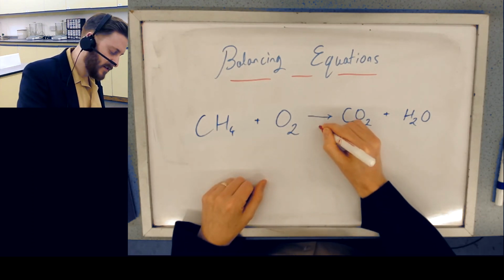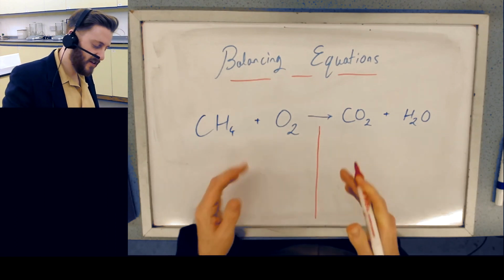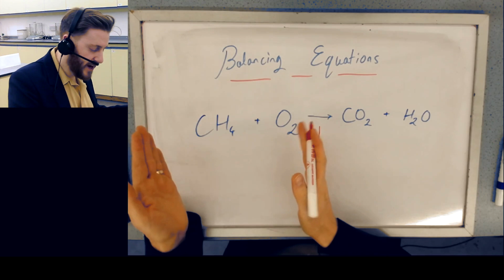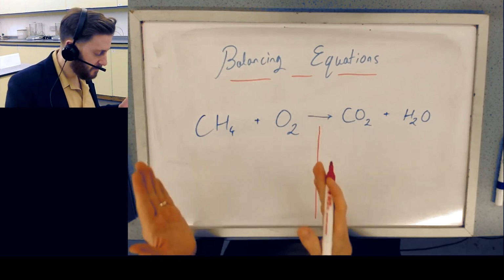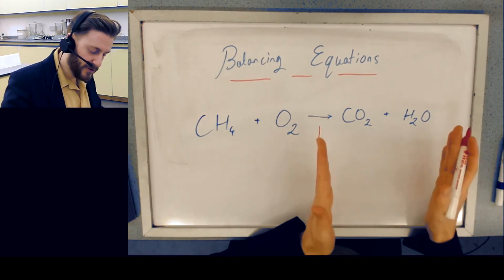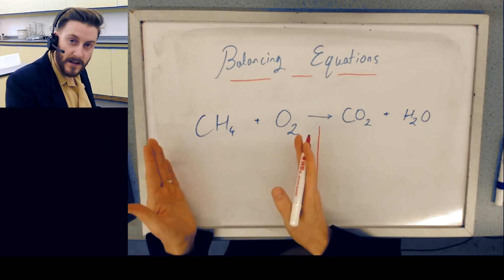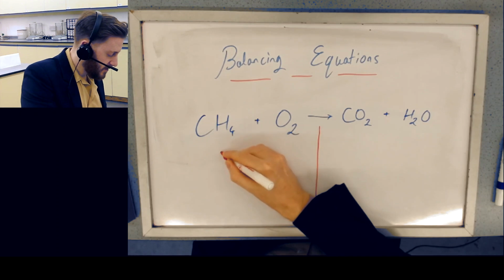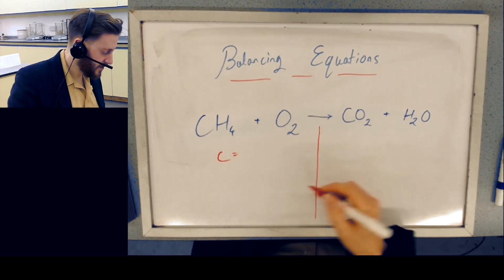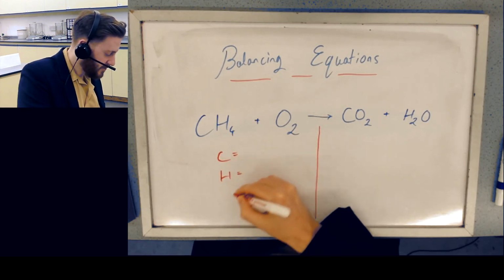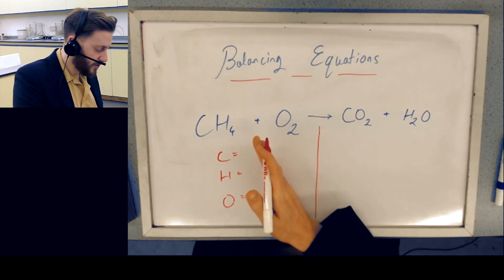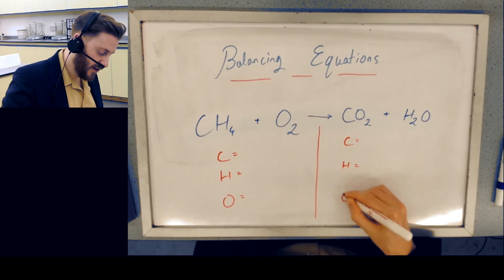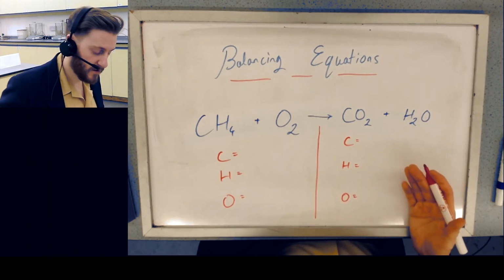It makes sense to think of, even if you don't draw it out, but at least have it in your head, a barrier between the reactants and the products. My reactants are on this side of the arrow, my products are on that side, and everything in has to equal everything going out. So my stock check, my inventory check, I've got carbons, I've got hydrogens, and I've got oxygens going in. So that means I must have carbons, hydrogens, and oxygens coming out.